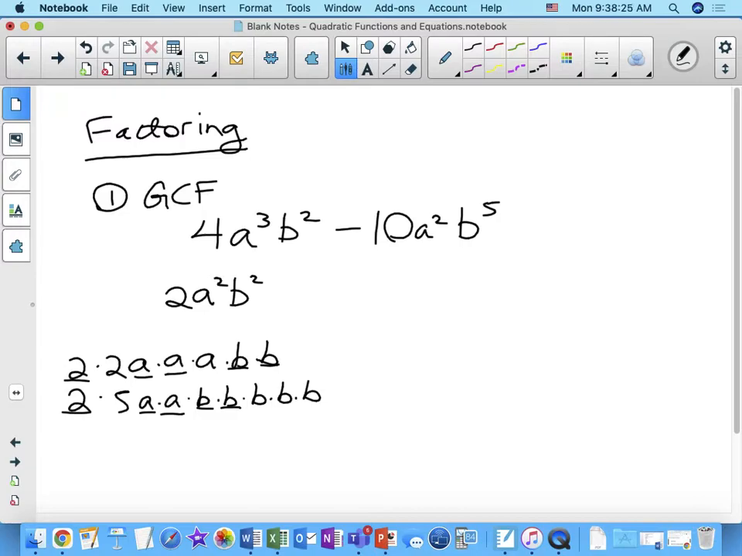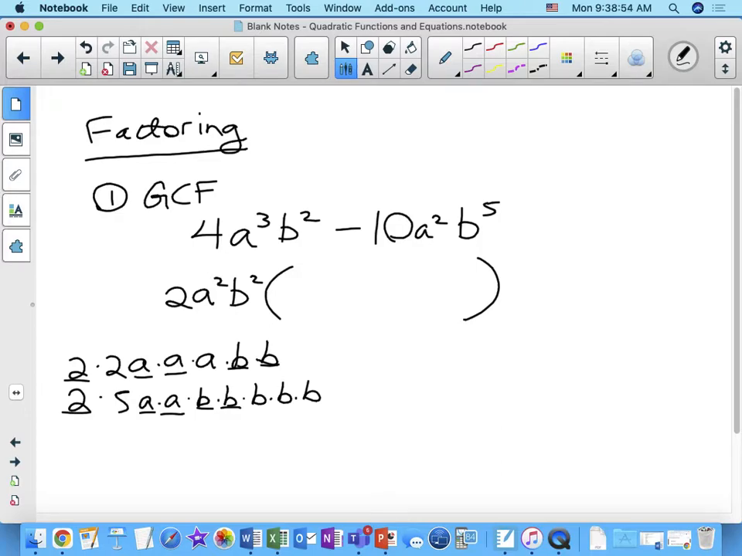Okay, so if I look at what I've got here, I've got a 2, I've got a squared, and I've got b squared. That's my greatest common factor. Does that make sense? And I can look at the same below: I've got a 2, a squared, b squared. Now, if I look at what's left, that's going to be what's left inside the brackets.